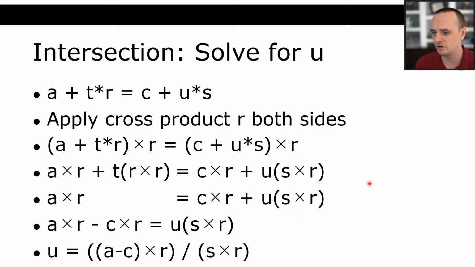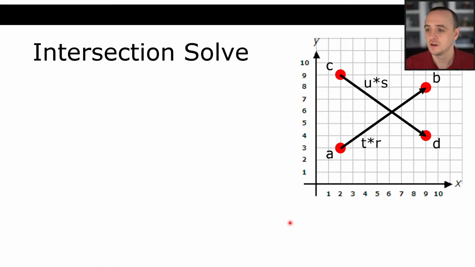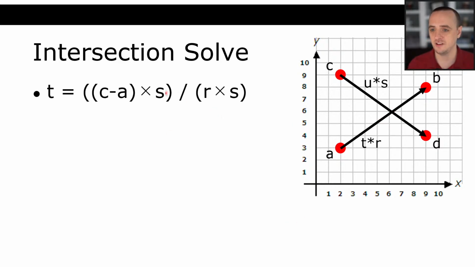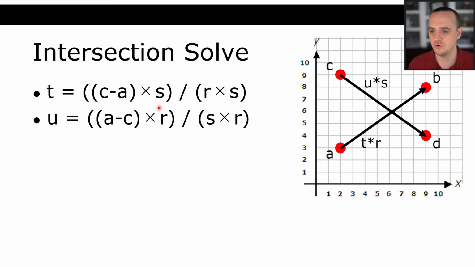I don't need to go through that whole derivation because it's the same thing just on the other side, right? So now here's our value for u. And so we've got (a − c) × r divided by s × r. So we know all of these values, so now we can solve for u, and in the previous slide, we solved for t. Okay, so where these two things intersect is going to be right here, and that's t is equal to this value, and u is equal to this value. Okay, so there we go. We can stop there, right?